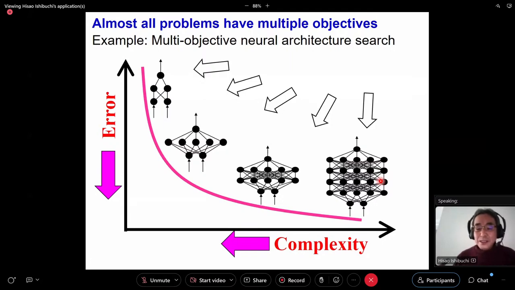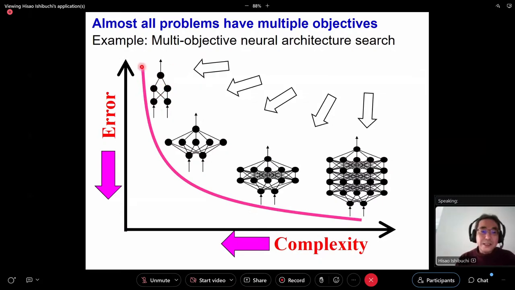Those extremely complicated neural networks have very high accuracy, very small errors, but the complexity is huge. So we need a lot of energy. We need a lot of memory. So at the same time, we want to minimize the complexity. If we try to minimize the complexity, the neural network is very simple. However, this neural network is not so accurate.